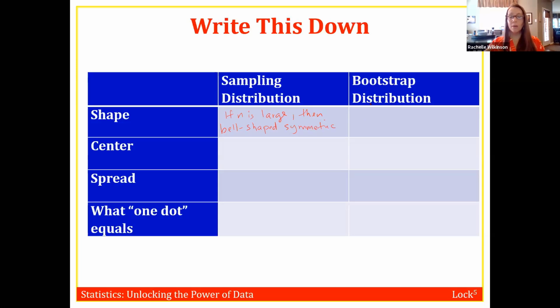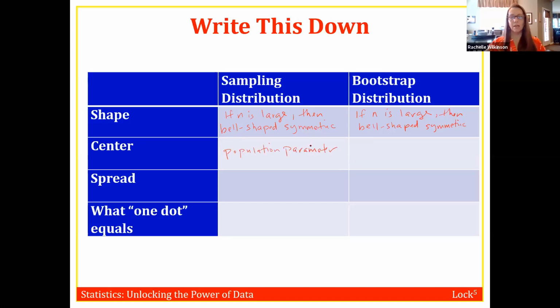When we think about our bootstrap distribution, same scenario. If our sample size is large, then the bootstrap distribution will also be bell-shaped symmetric. What about the center? If we use a random method to select our sample from the population, the sampling distribution is centered on what? This is something we talked about in section 3.1. If we use a random method to select the sample, the sampling distribution, the distribution of lots and lots of sample statistics, is centered on the population parameter.